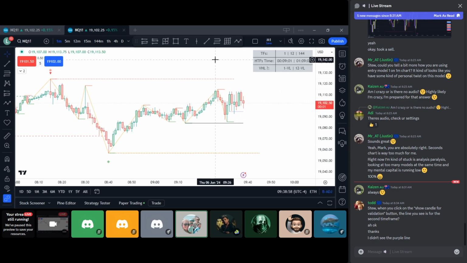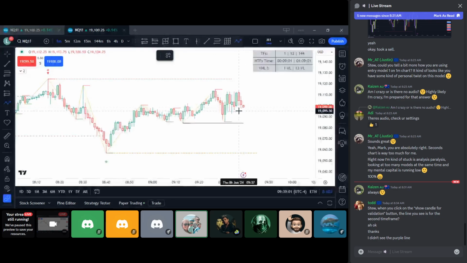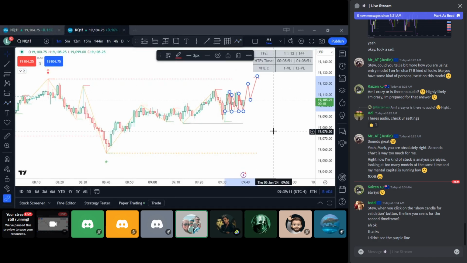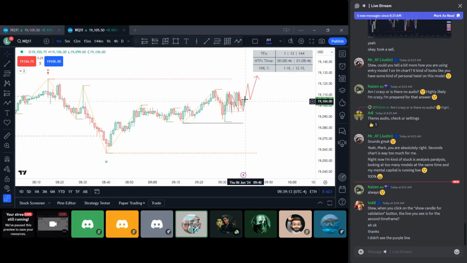But right now, guys, I would be looking for a 15-second setup with a Model 3 kind of deal. Kind of like this, a little pop up, a little dip in and back up. Break out of this micro range on the 15-second.